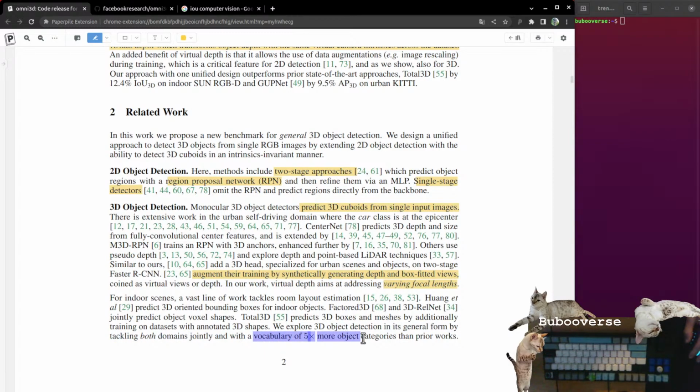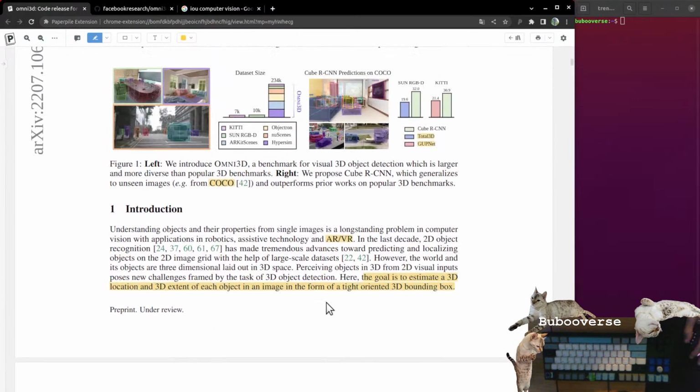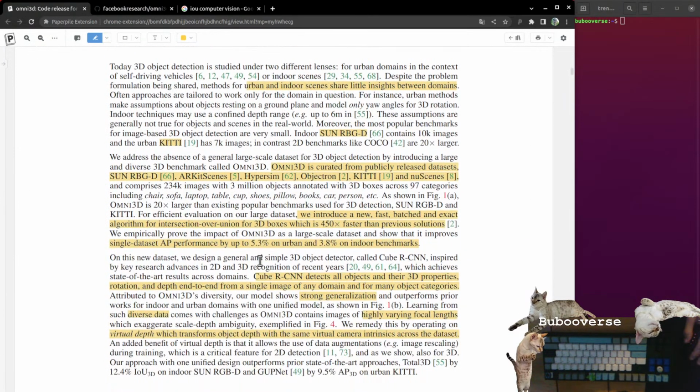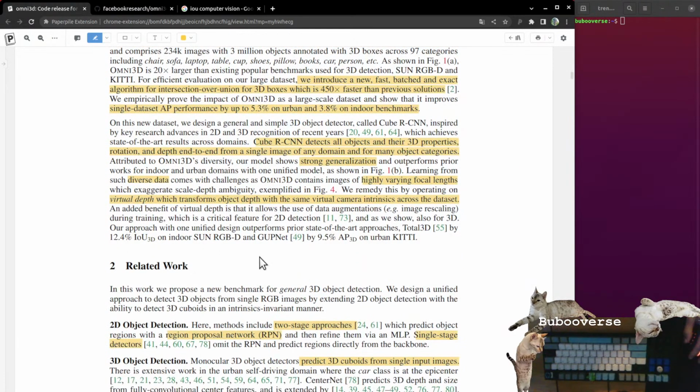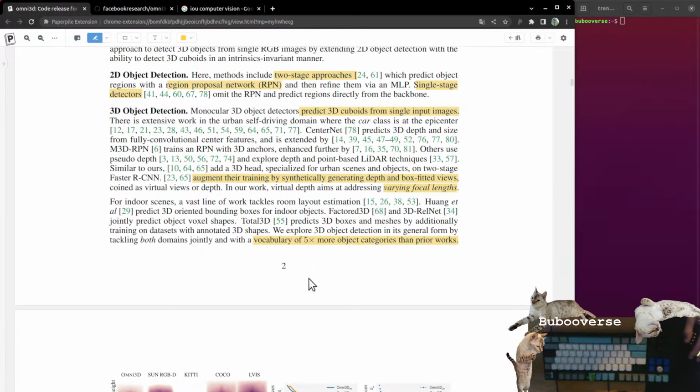With a vocabulary of 5x more object categories than prior works. Okay, so what does that mean? So I mean that just means here, right, where they said they have 97 categories total. So previous works probably had fewer categories, right? Maybe you had car, street sign, construction cone, maybe 10, right? 97 divided by 5.